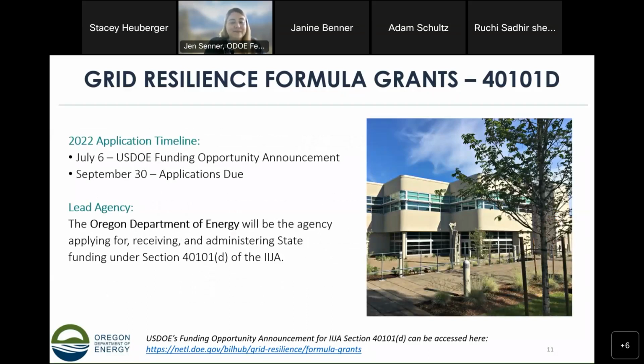A little bit of timing information regarding this opportunity. For the state's application that opened up on July 6th, we've been working on preparing the proposed narrative that we'll be going over in depth today. But our application will be due to the U.S. Department of Energy on September 30th. And just to clarify, the Oregon Department of Energy will be the entity, the agency for the state, that applies, receives, and administers this particular set of funding.